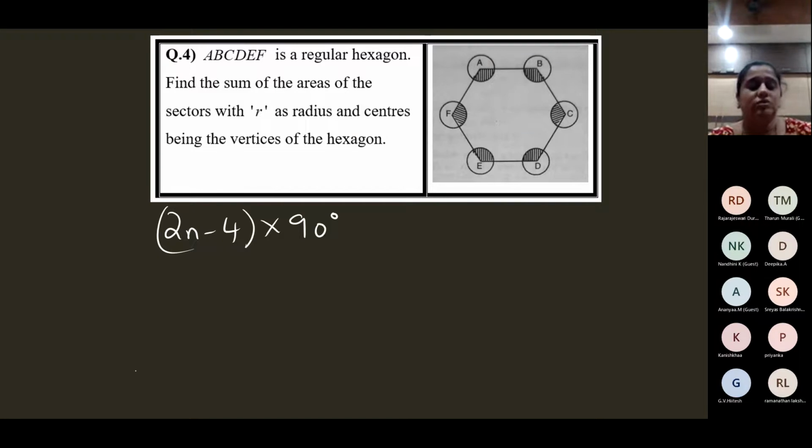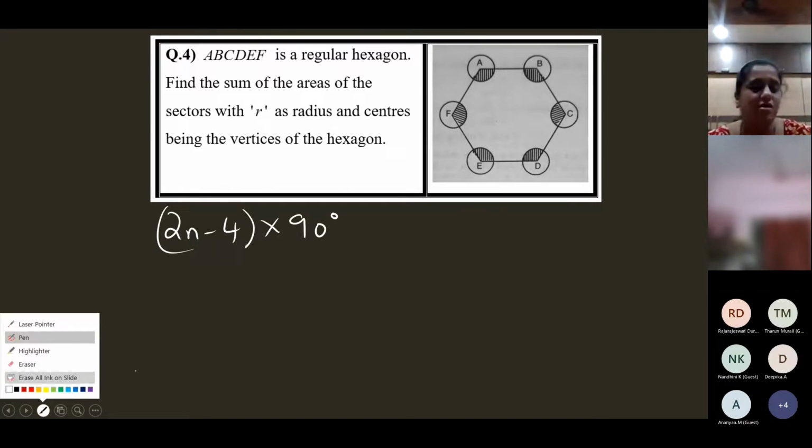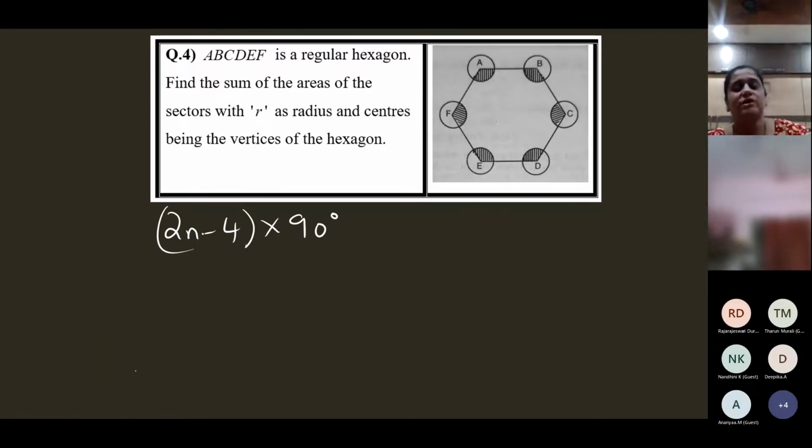So this is the formula to find the sum of all the interior angles of any polygon. Now what is n here? n is the number of sides the polygon has.